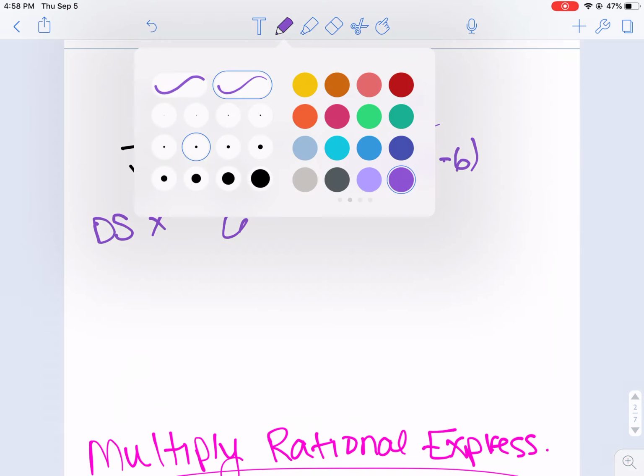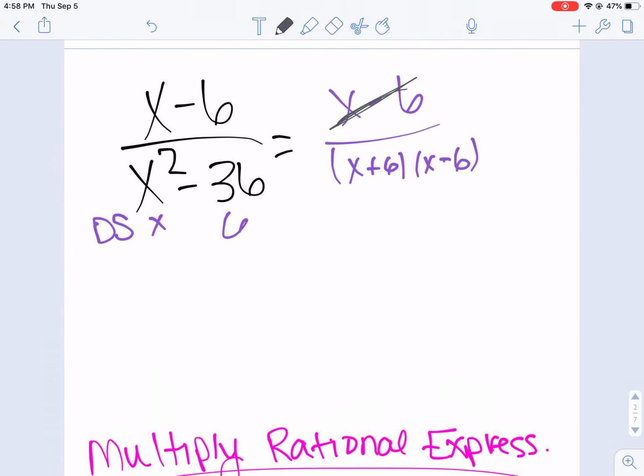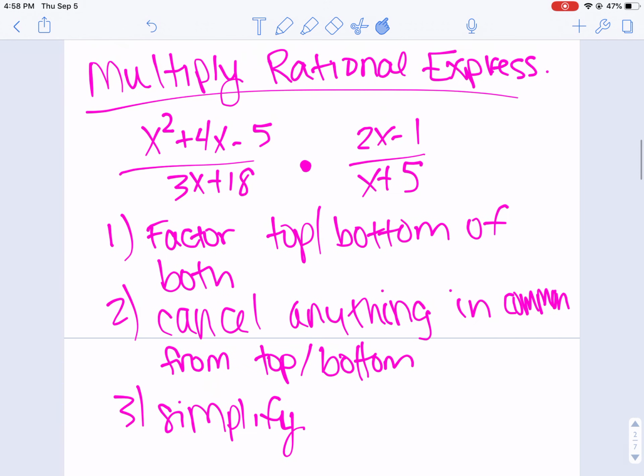Well, then what we should be able to notice is that there's an x minus 6 on top and an x minus 6 on the bottom. So all we're left with on the bottom is x plus 6. And then you can just put a 1 on top like that. Okay?